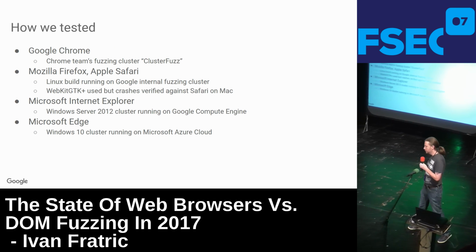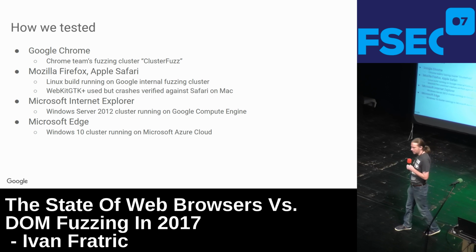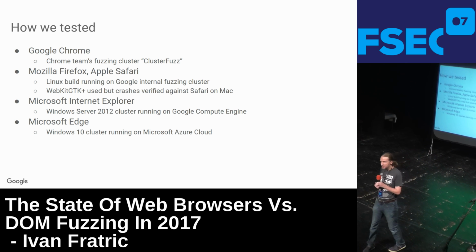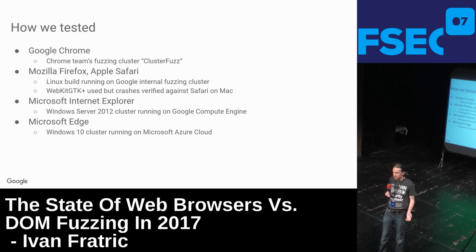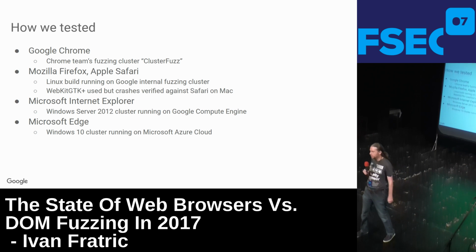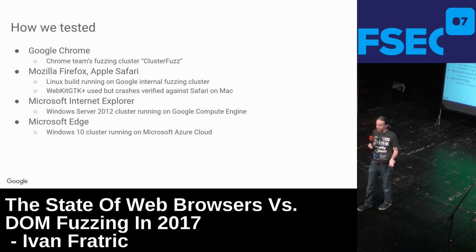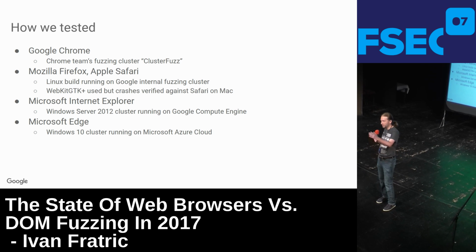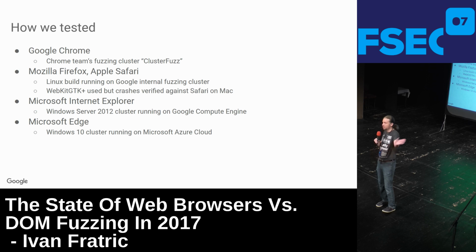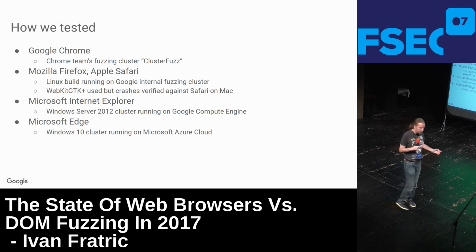So how did we actually test those browsers? Google Chrome was probably the easiest because Chrome security team has their own fuzzing cluster, which is called Cluster Fuzz. And essentially, all I needed to do was upload my fuzzer to Cluster Fuzz, and then it magically works. Story done, happy end.